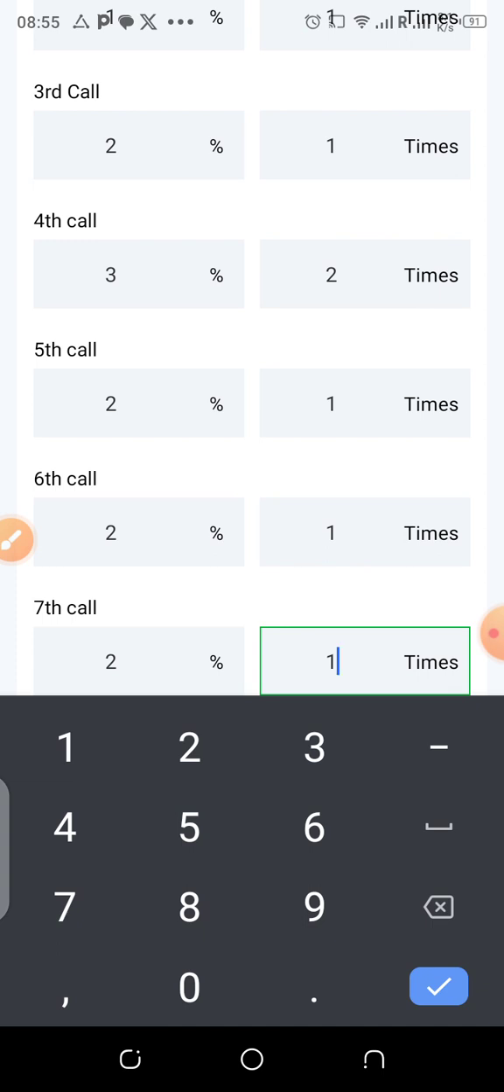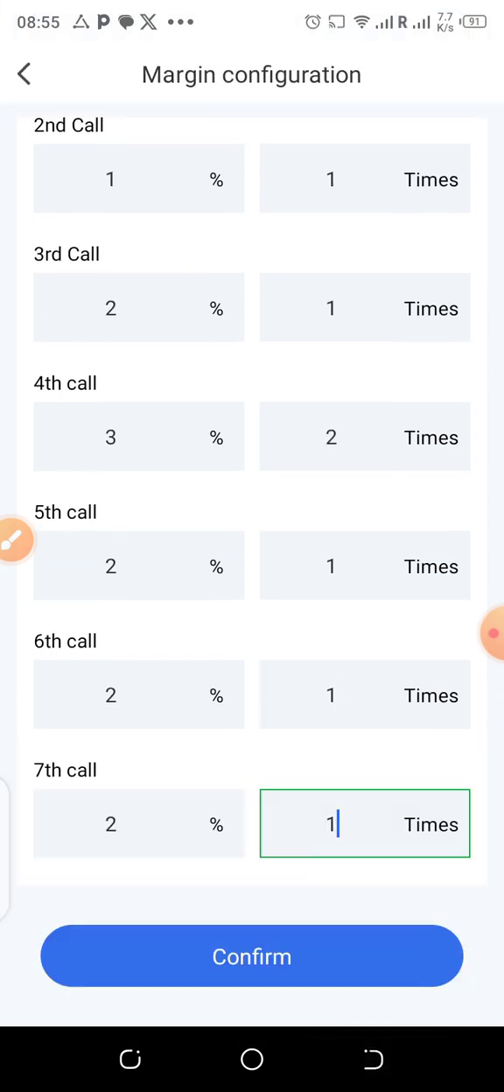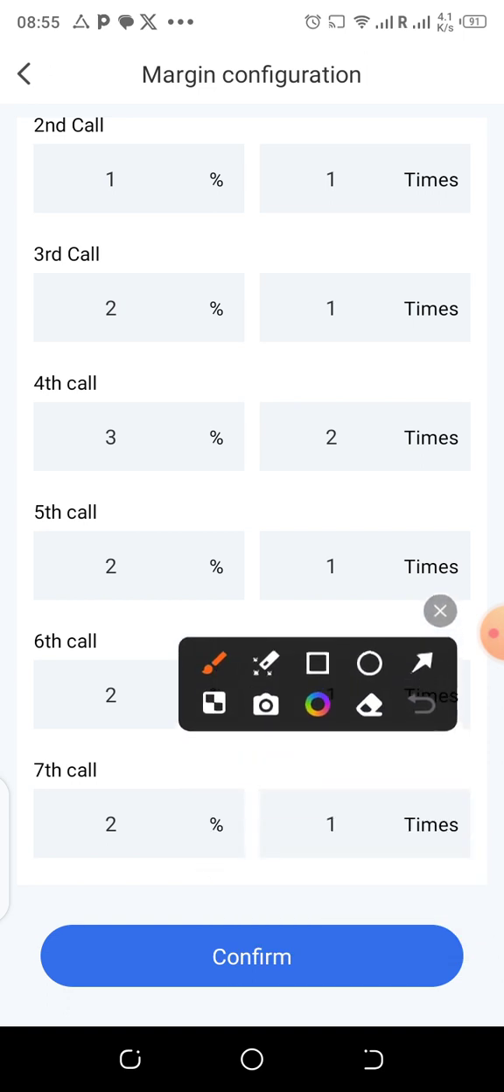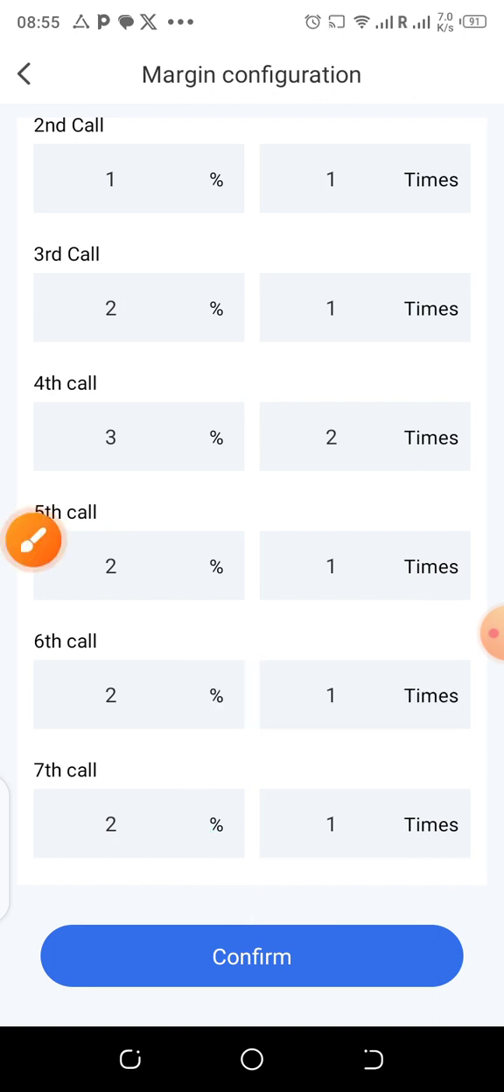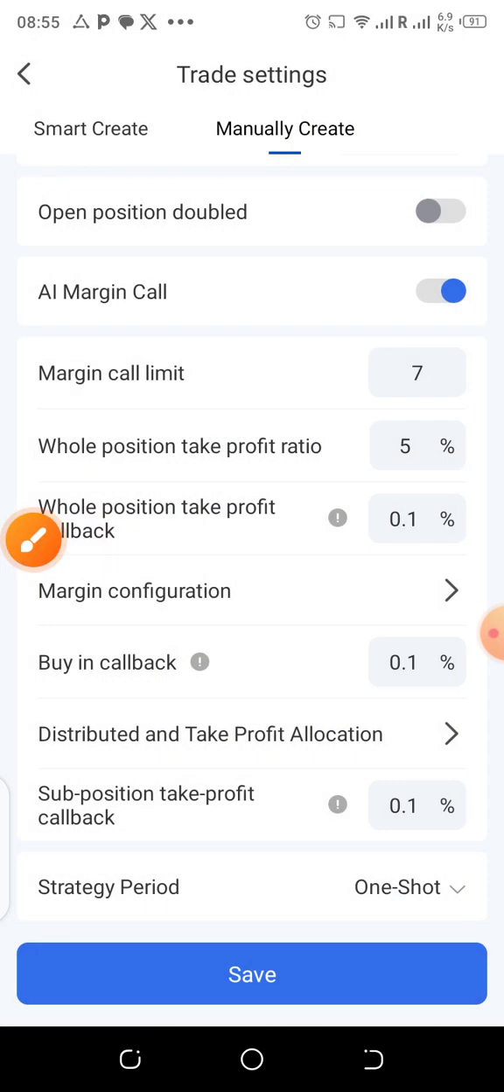But those 3 strategies will always help you to win better. So after you have done that, come here and you press confirm. Let me press confirm.